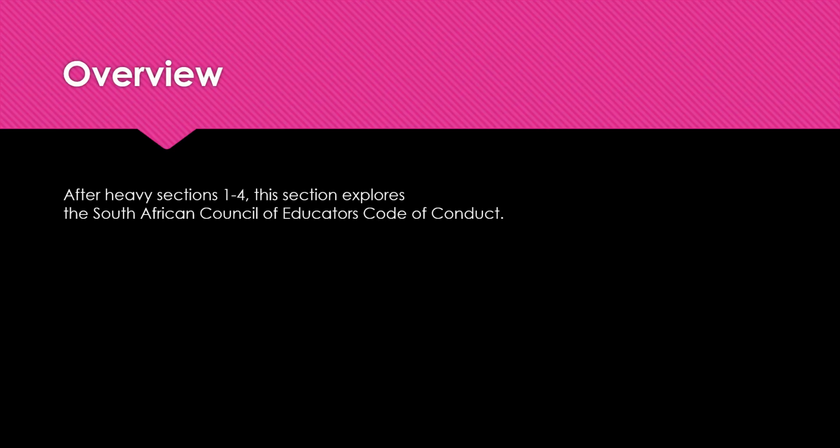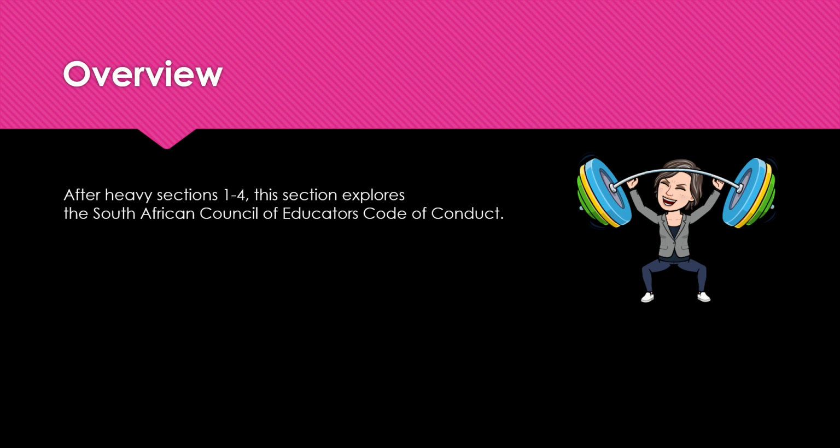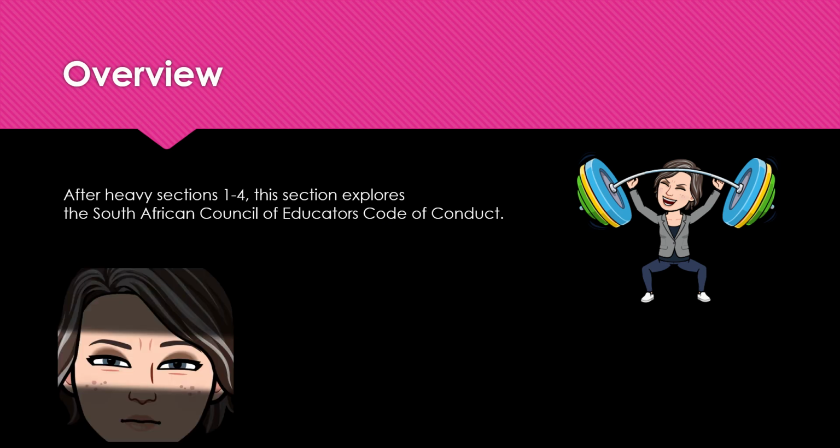After doing some really heavy lifting in sections 1 to 4, things are going to get a little bit easier from here, although I will admit that the Code of Conduct itself is on the dry side. In this section, we'll look at the SACE Code of Conduct, but I'm sure that after section 4 you're feeling a little skeptical about codes of conduct, and that's okay. I wanted you to approach this with a critical eye, recognizing that it is more about the bureaucracy of schools than actually a guide that will tell you how to resolve ethical dilemmas.